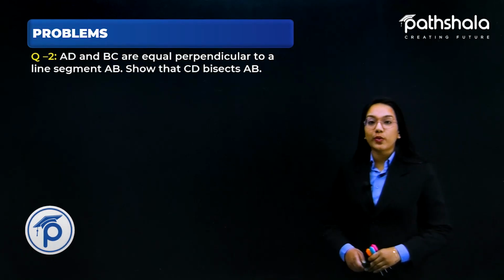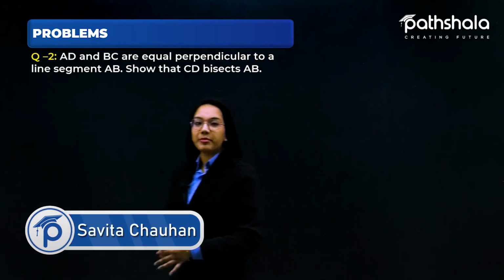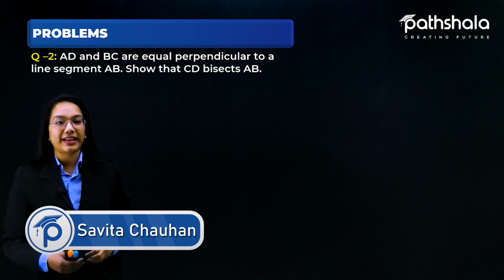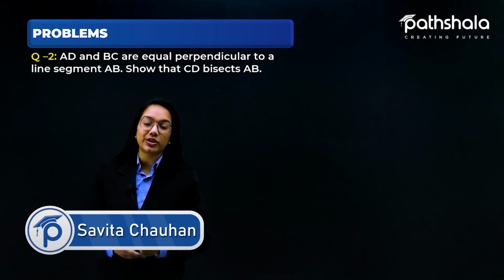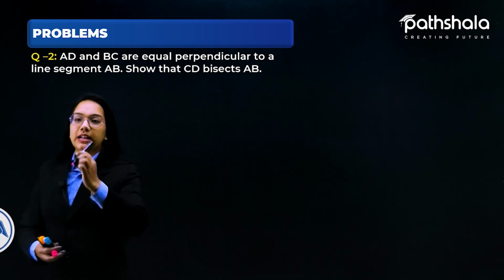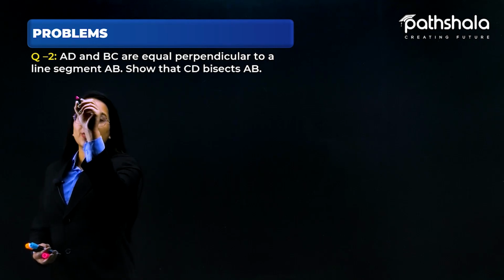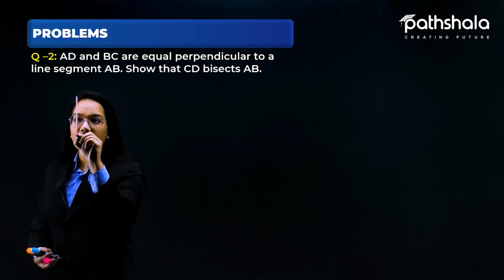Now let's just see the next question. Question number 2, which says that AD and BC are equal perpendiculars to a line segment AB and show that CD bisects AB. Actually, there is a figure which is related with this question. Let us suppose I'm just forming the figure for this one. So this is the actual figure for this question.